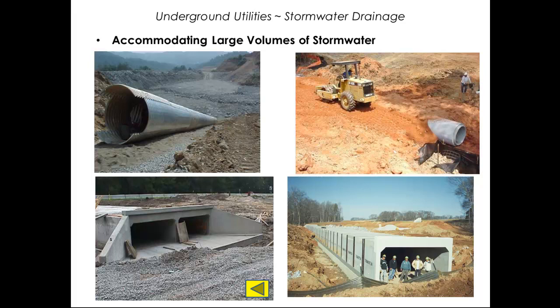Okay, on the upper left we see a large run of 72-inch diameter multi-plate CMP. This pipe is shipped in pieces and must be assembled on the job site. In the lower half of the slide we see two examples of concrete box culverts for very large flows, or even for the diversion of streams under a site.